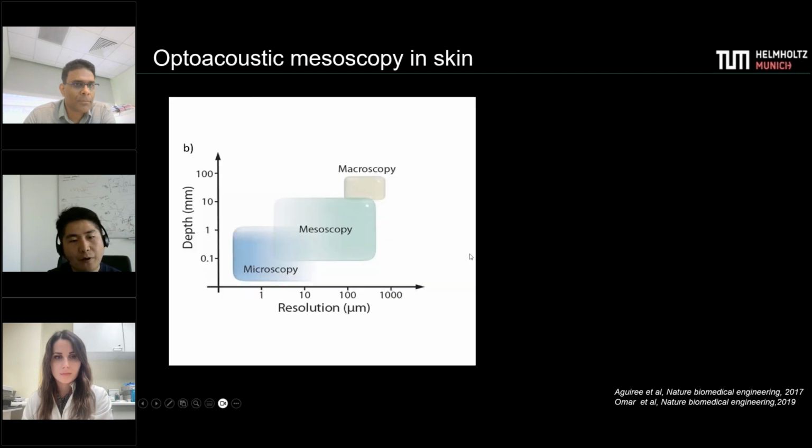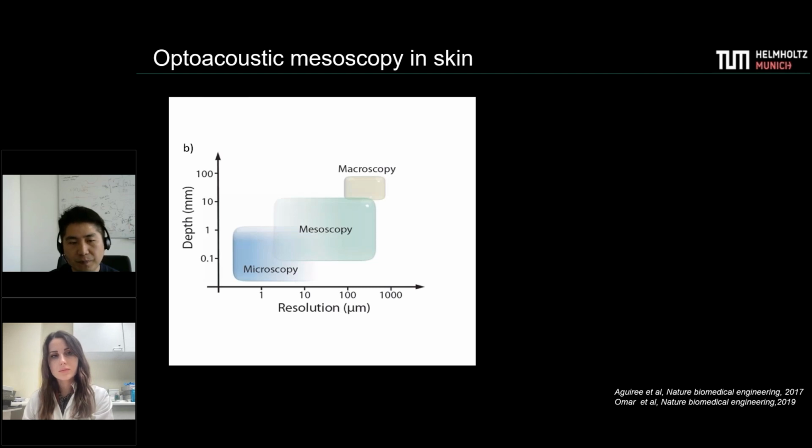So we define the mesoscopy as bridging the gap between high-resolution microscopy and macroscopy with deep penetration depths. Optoacoustic mesoscopy is designed to achieve a resolution in tens of microns with a tissue penetration depth in the millimeter range. So it has a bit lower resolution compared to the conventional optical microscopy, but achieves much deeper penetration depths than microscopy. And the mesoscopy is suitable to image small organs or superficial tissue, such as human skin.